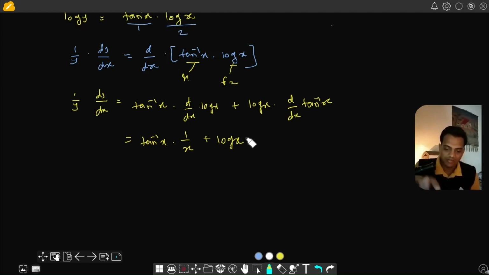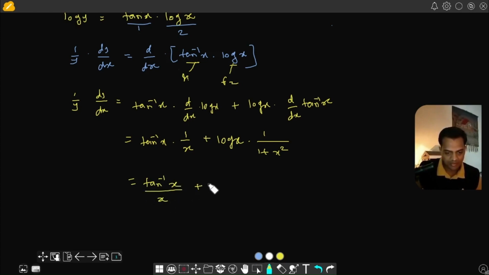Now here I have to find the derivative of tan inverse of x. There is a standard formula for this derivative, and that standard formula is 1 upon 1 plus x square. It is the derivative of tan inverse of x. Now I just have to simplify this. So tan inverse of x divided by x plus log of x divided by 1 plus x square is equal to 1 upon y into dy by dx, but I have to calculate the derivative of y with respect to x.